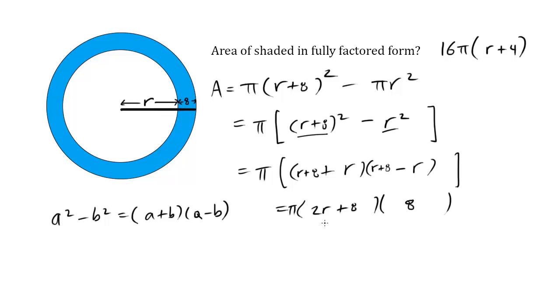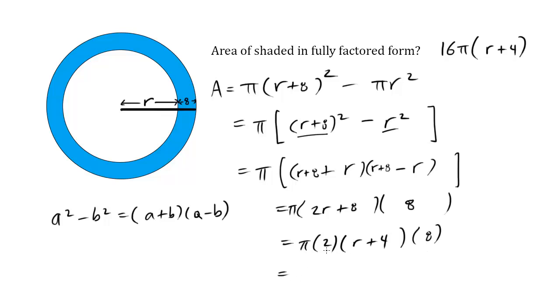We think we're done, but be careful. We have two even numbers here. We can certainly pull out a 2. So we have pi, and we have a 2 here. I pulled out the factor 2, because 2 times r is 2r, 2 times 4 is 8. And then we have an 8 here.